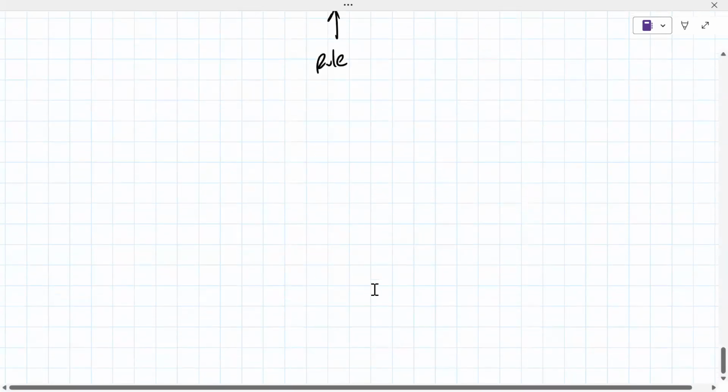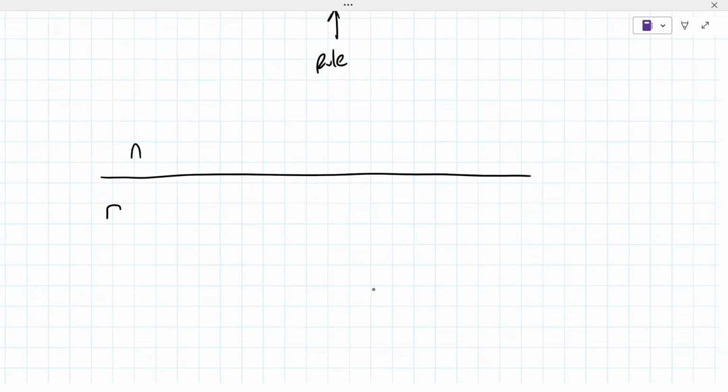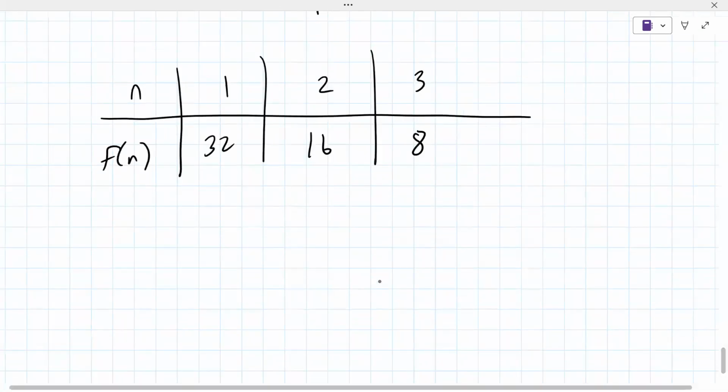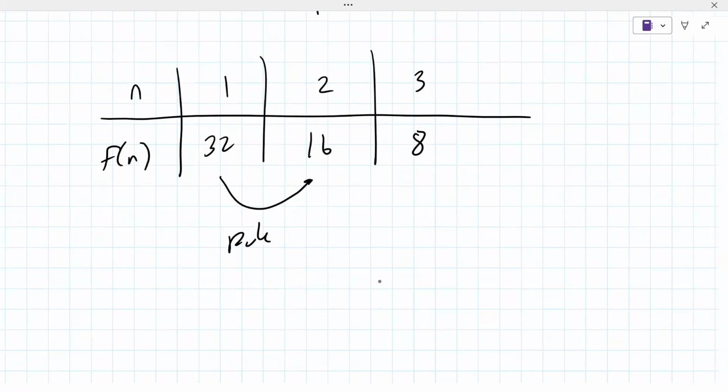All right, so here's another table. Let's say it's n, f of n: 1 and 32, 2 and 16, 3 and 8. First you need to figure out the rule. What is the rule here? Multiplying by 1/2. So that's what goes in parentheses. The n minus 1 is always there. And what goes in front? 32.